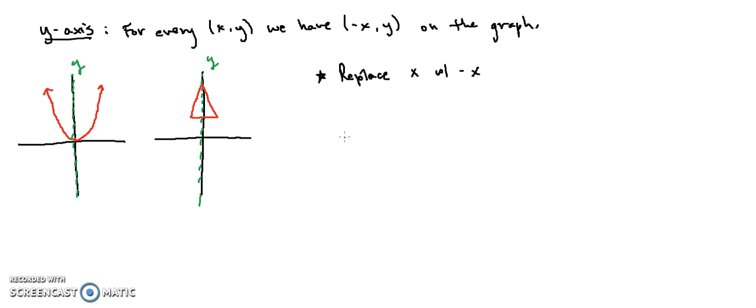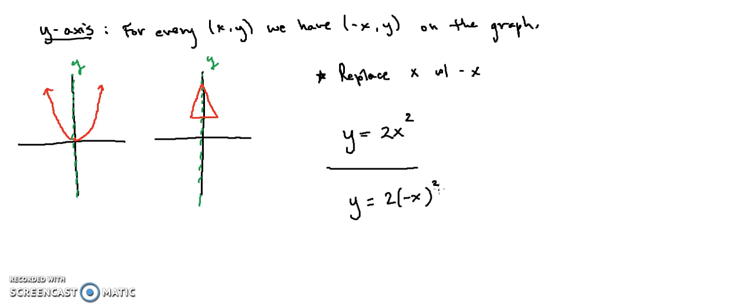So let's try y equals 2x squared. To check this one for y-axis symmetry, we're going to replace x with negative x. So that's going to look like that. Now remember order of operations. The square only goes with the x. It does not go with the 2.